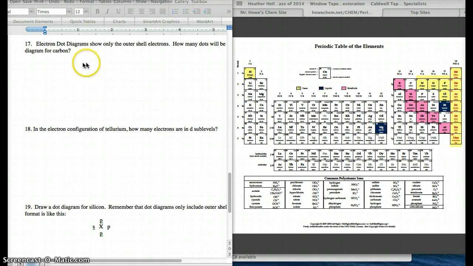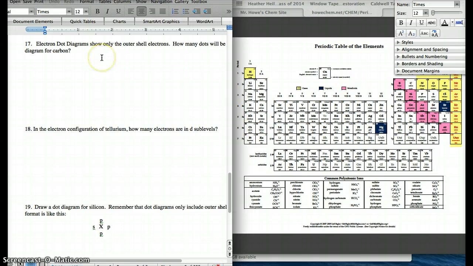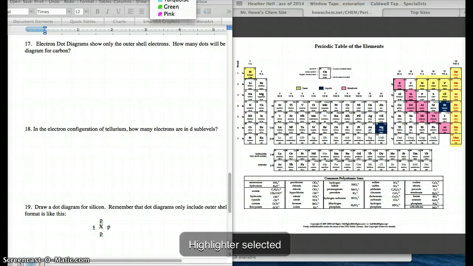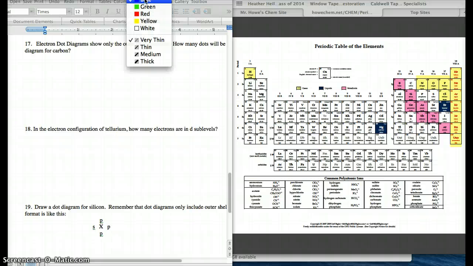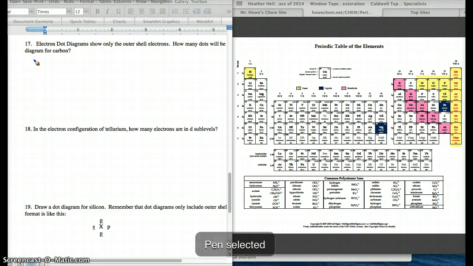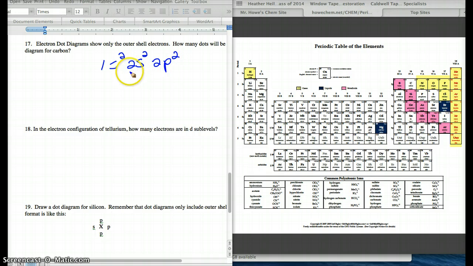Carbon has 6 electrons. So if I actually wrote the configuration out, the configuration would be 1s2, 2s2, and 2p with 2. Notice the outer shell are only the second energy level electrons, so there are 4 of them.